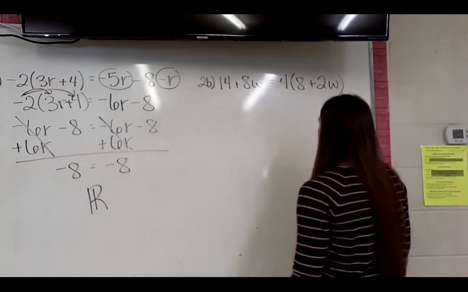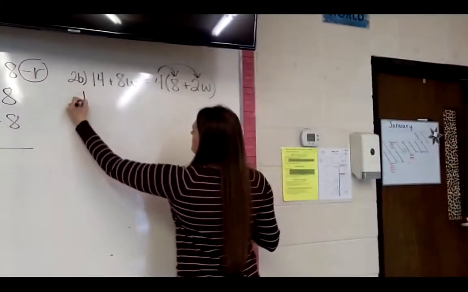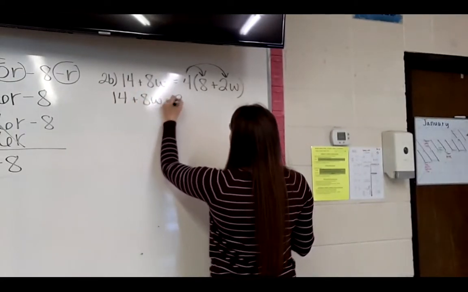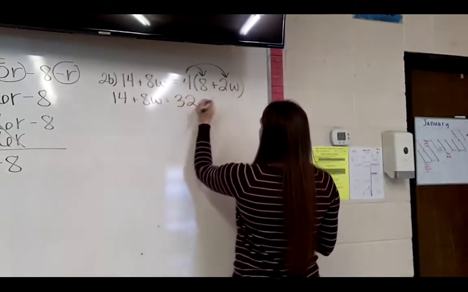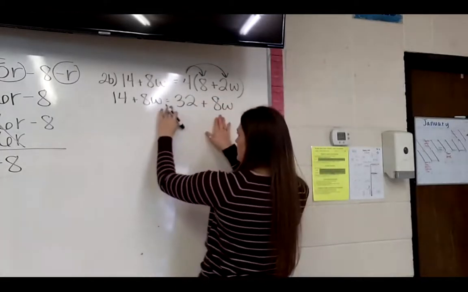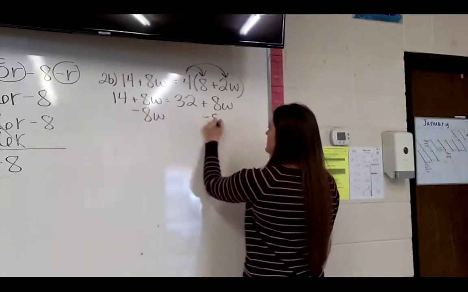On 2B, we have to distribute before we can get our letters together. 8 times 4 is 32. 4 times 2 is 8W. So I've got to get my W's together. They're on opposite sides of the equal sign. So I do the opposite to one of them to move it to the other side.